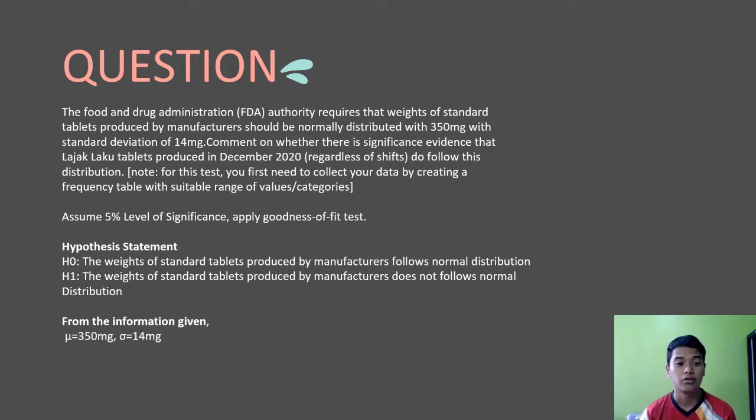So from the question we can also come out with the hypothesis statements, which are H0, the weight of standard tablets produced by the manufacturer follows a normal distribution. For the second one, H1, the weight of standard tablets produced by the manufacturer does not follow a normal distribution. And from the question, we also get the information that the mean is 350 mg and the standard deviation is 14 mg.